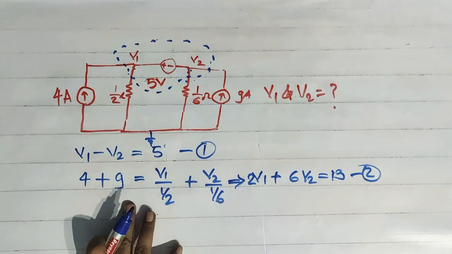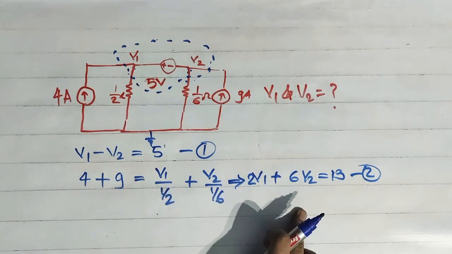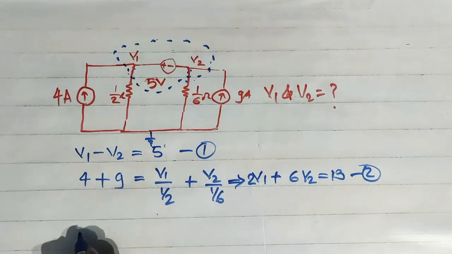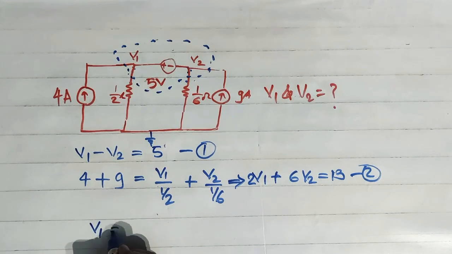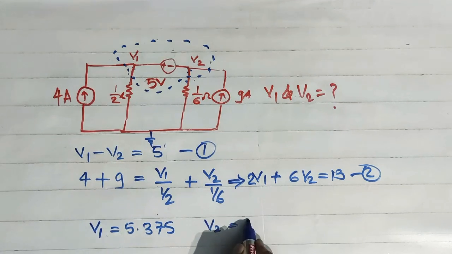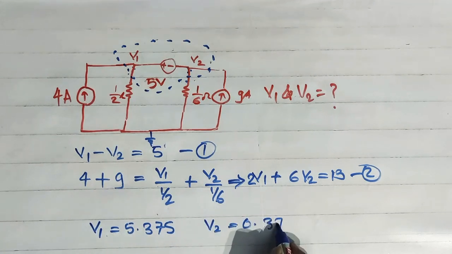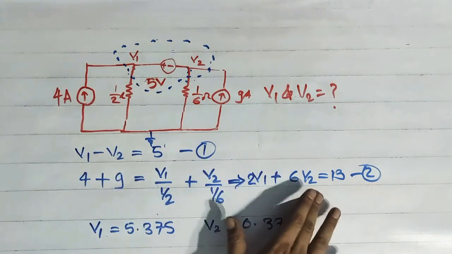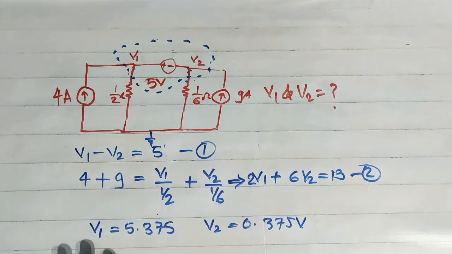And on solving the first and second equations, we get V2 is equal to 0.375 volts. On solving these two equations, with two variables, we can easily solve. V1 is 5.7375 and V2 is 0.375.